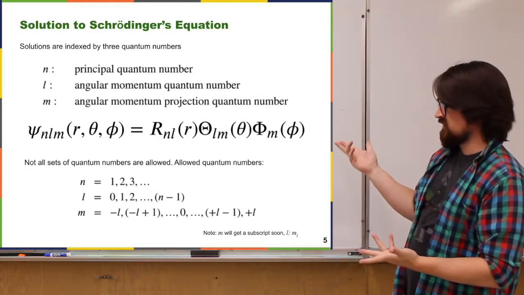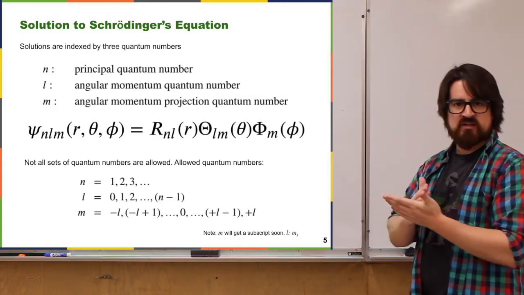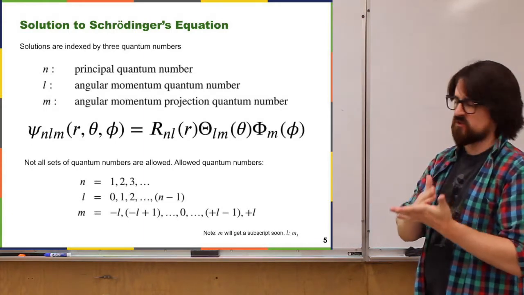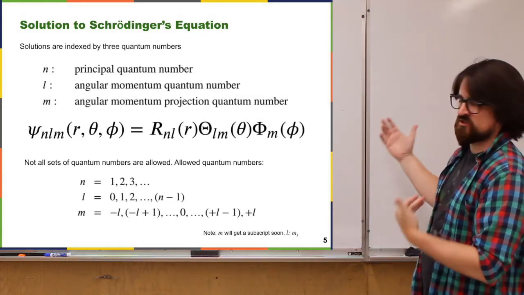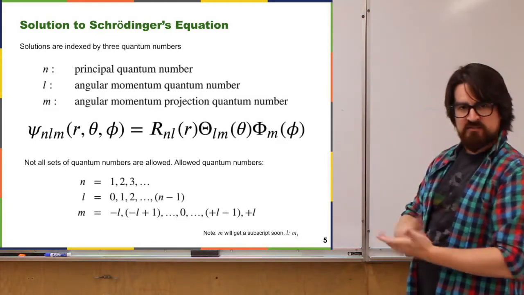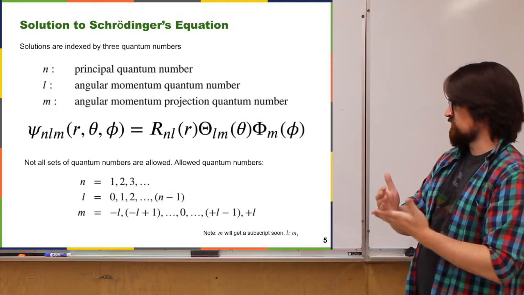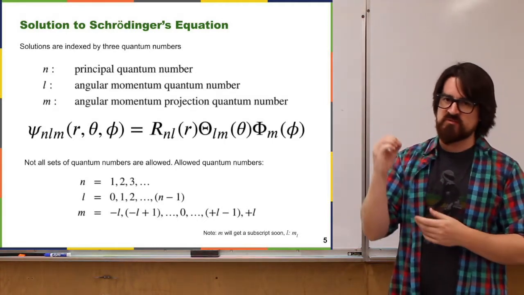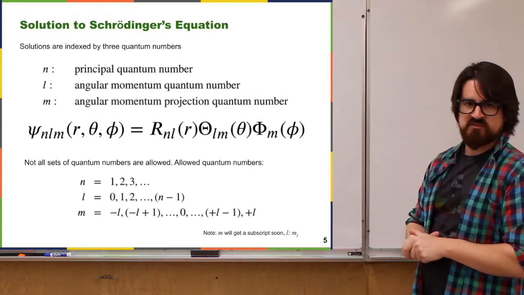So n is the principal one. It sets the tone for everything else, and it can start at 1, then go 2, 3, 4, 5, 6, 7, as high as you want, but it can't be 0. It has to start at 1 and go up from there. Whatever n is tells you what L could be. So L can be 0, and it goes up from there, 0, 1, 2, 3, all the way up to n minus 1. So if n is 1, L can only be 0. If n is 2, L could be 0 or 1, etc.